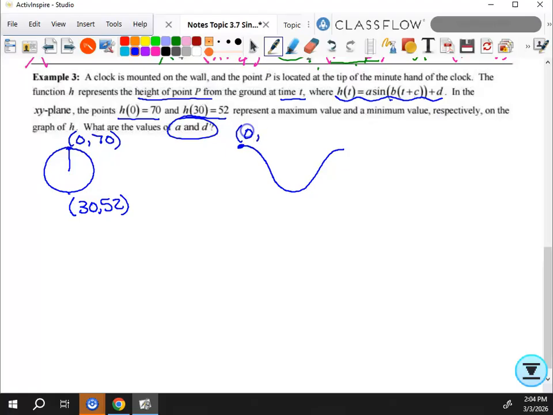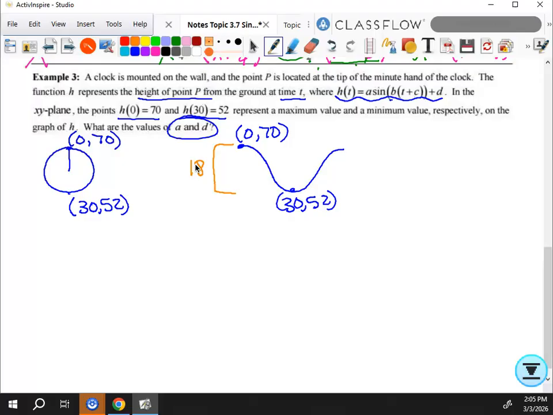My maximum is here at 0, 70. And my minimum is here at 30, 52. Okay. The total distance from my maximum to my minimum, if I want that, would I be looking at my input values or my output values? Output, because that's vertical, right? And since they're both positive, I can just subtract. What's 70 minus 52? 18, okay? And 18 isn't anything that I need.